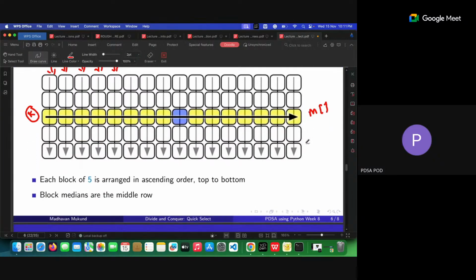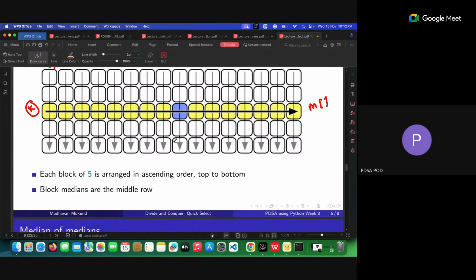Each block is arranged in ascending order, top to bottom, so the block medians are in the middle. 5 elements are sorted, 5 elements are sorted, 5 elements are sorted. Out of the 16 elements, they take 5 each, sort them, and find the median of each. That's called the middle one.